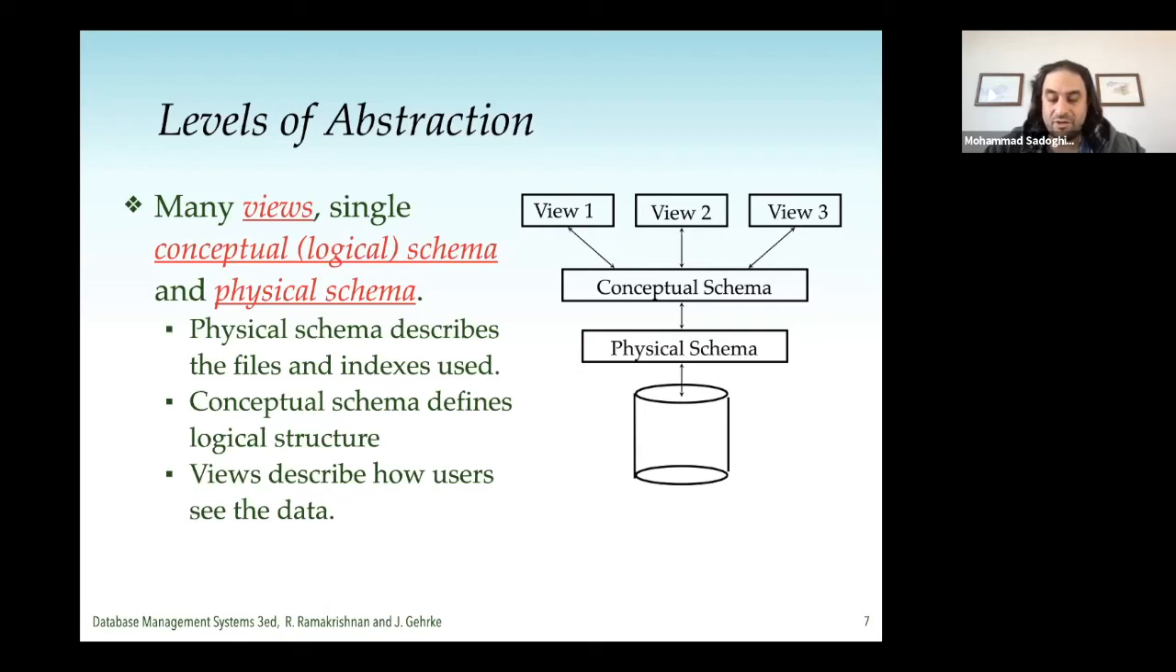If a table has 1,000 columns, to avoid overwhelming the user, I can just create a view of 5 columns that are relevant to that user, and the user can just focus on those 5 columns. Or maybe for security reasons, I only want the user to look at these 5 columns, so then I can create a view. So that's one reason why we would create views.